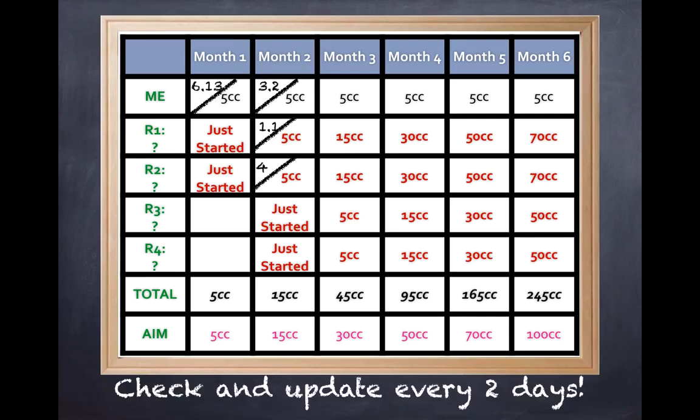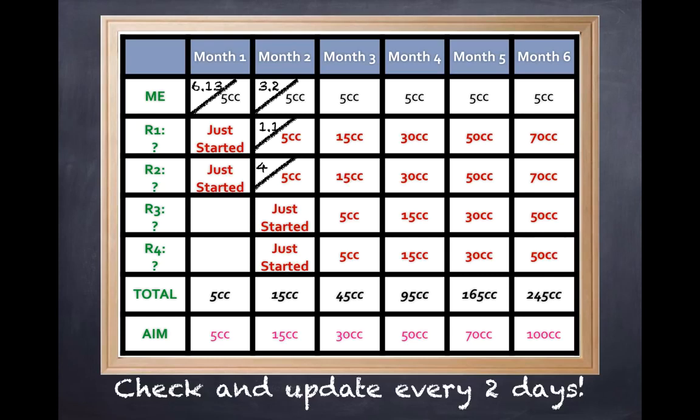So this is how you can check and update every 2 days. What I would do is check how many case credits you've done. Just do a line. You can do it with your whiteboard marker and just put in how many case credits you're on. So 6.13 for month 1. And in month 2, you're going to put 3.2. And then a couple of days later, that might have updated. You might have recruited someone. But you're going to keep a tally of that because you know what you need to be hitting. And the same for your recruits as well.